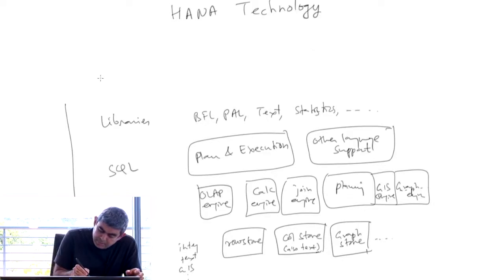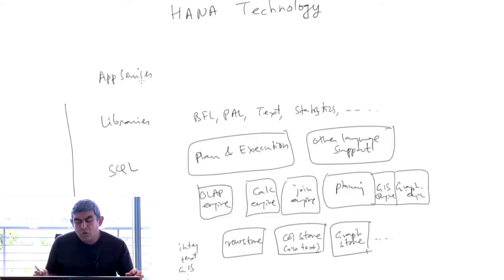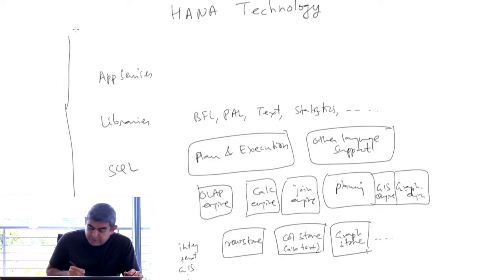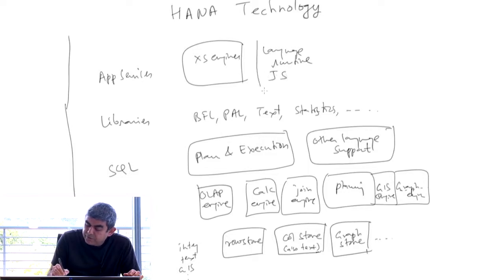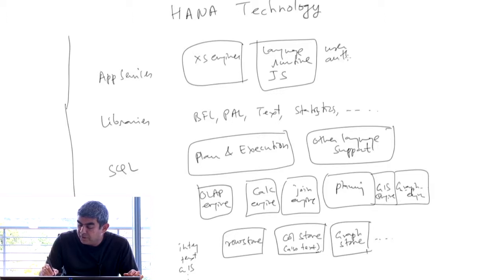And then HANA is more than a database. It is a platform on which we are building all kinds of platform capabilities. So we started off with something that we call the application services, or the access engine, which includes the language runtime, so support for JavaScript and other languages in there, all kinds of things to manage user sessions, user authentication and authorization, memory for users, and stuff like that.